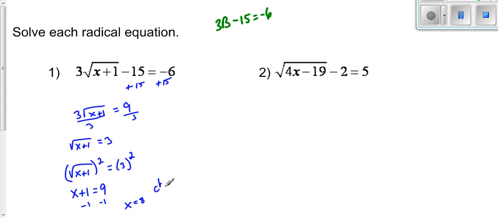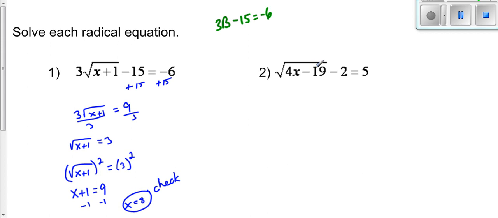Now, we do need to check that. Not just to see if we did our work right, but also in case we get an extraneous solution. So let's see, if we put 8 here, 8 plus 1 is 9. Square root of 9 is 3. 3 times 3 is 9. Minus 15, negative 6.